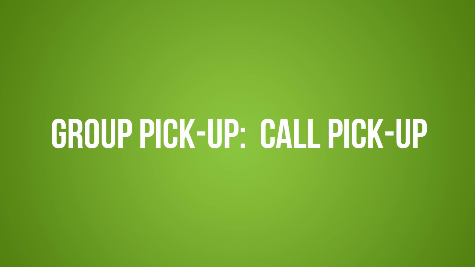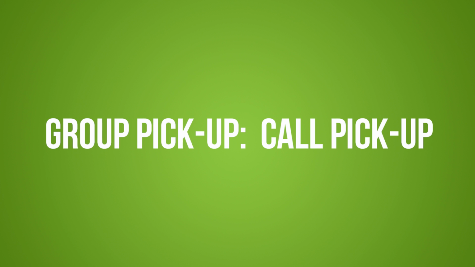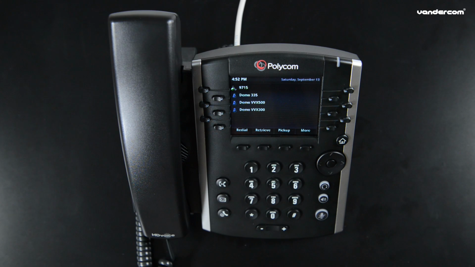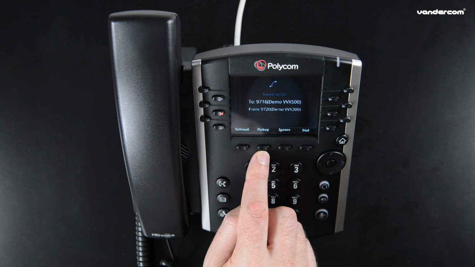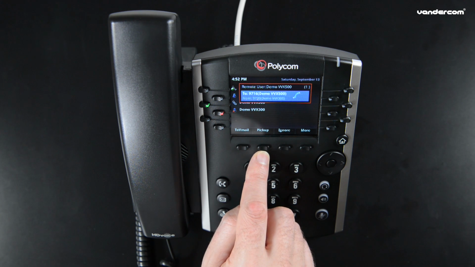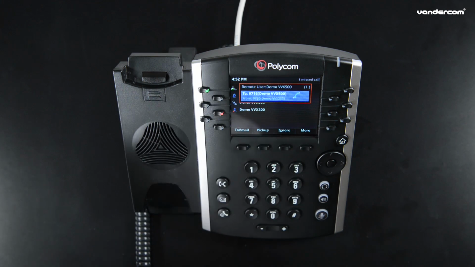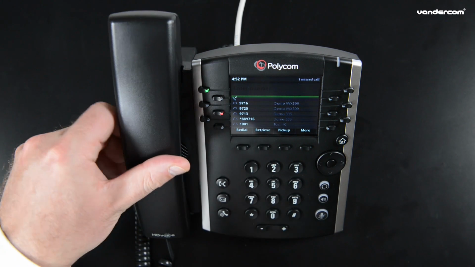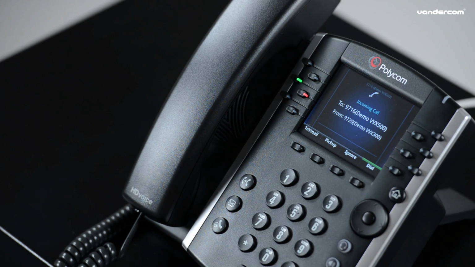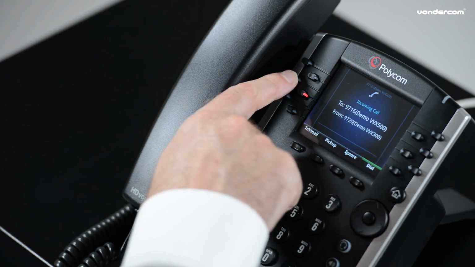Group pickup. Call pickup. If a group pickup has been set, you can pick up another user's ringing phone if they are in the same group as you are, instead of having to leave your desk to pick up the call. To do this, press Pick Up using the soft key, or lift the receiver and press Pick Up, using the line key if the caller is set as a busy light on your handset.